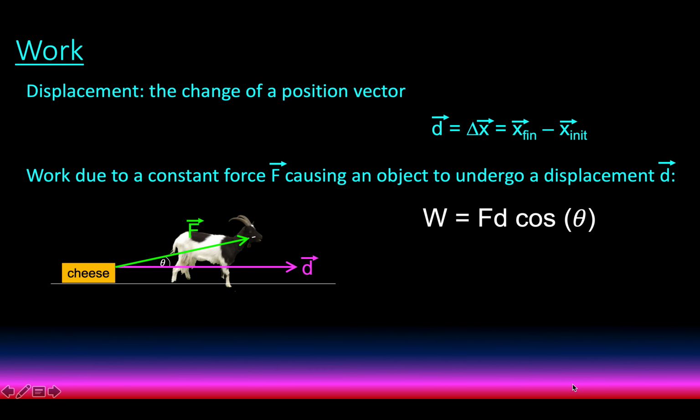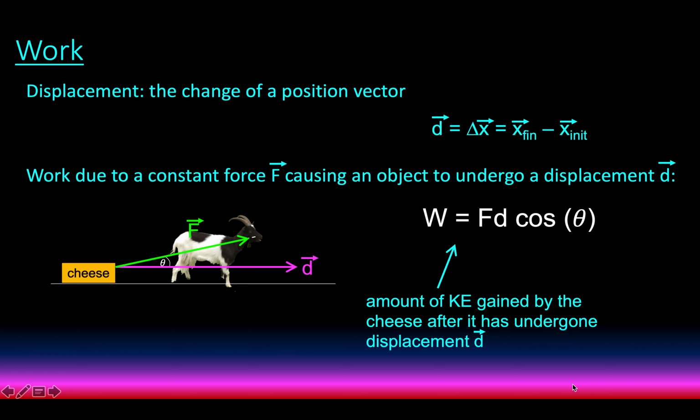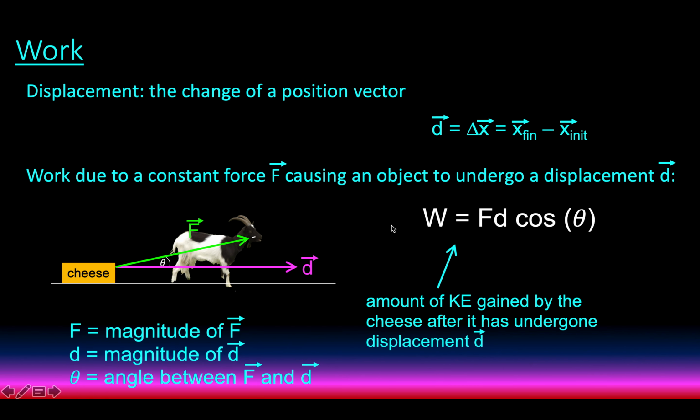Work is defined as follows: the work due to a constant force causing an object to undergo displacement is given as W = Fd cosine theta. Now, work, we said previously, is the amount of kinetic energy gained by an object after it undergoes a displacement. So if the cheese begins over here and moves here after it undergoes that displacement, by the time the cheese gets from here to here, it has gained this much kinetic energy. Within this equation, F is the magnitude of the force vector, and d is the magnitude of the displacement vector.